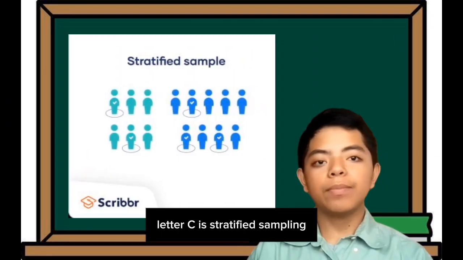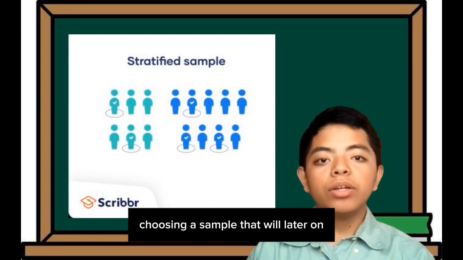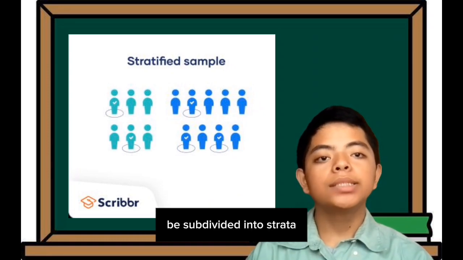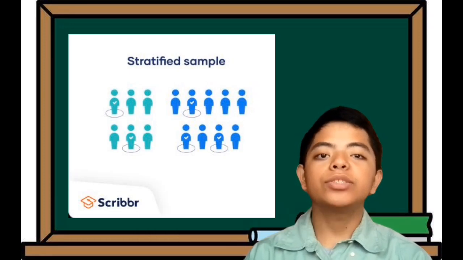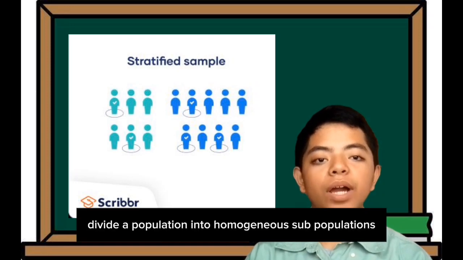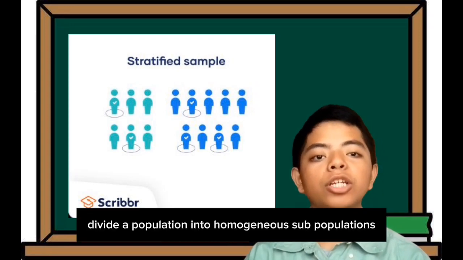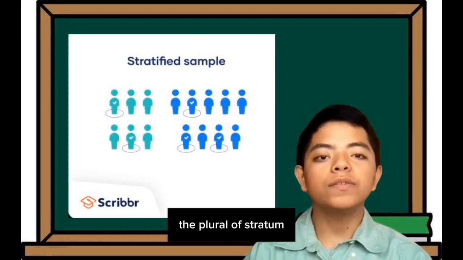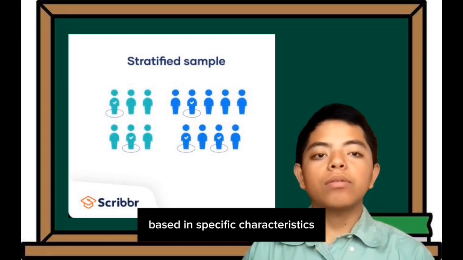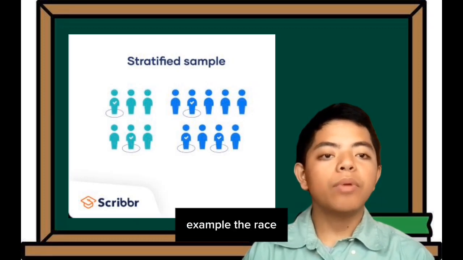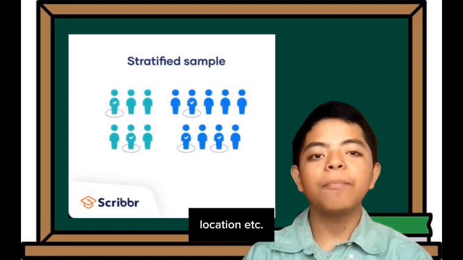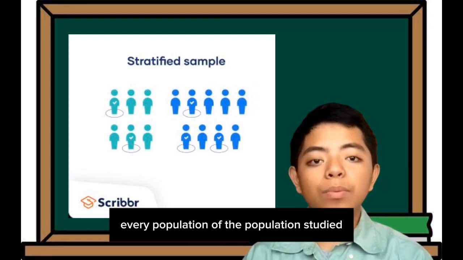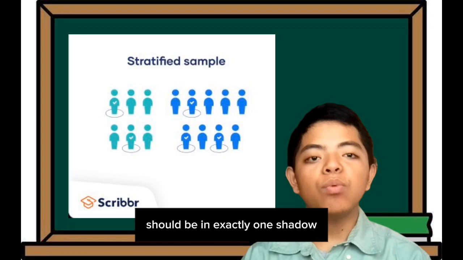Letter C is stratified sampling, choosing a sample that will later on be subdivided into strata, subgroups, or sub-samples during the stage of the data analysis. In a stratified sample, the researchers divide a population into homogeneous subpopulations called strata, the plural of stratum, based on specific characteristics, for example, race, gender identity, location, and so on. Every member of the population studied should be in exactly one stratum.